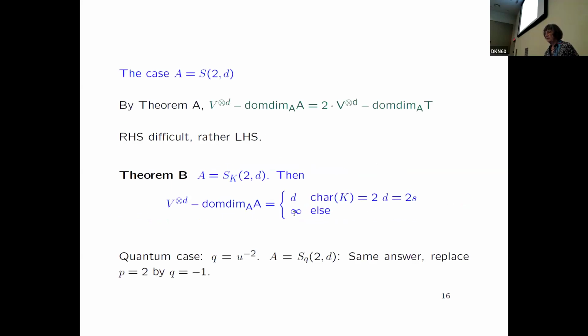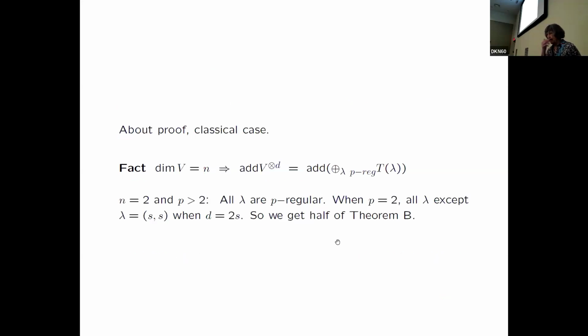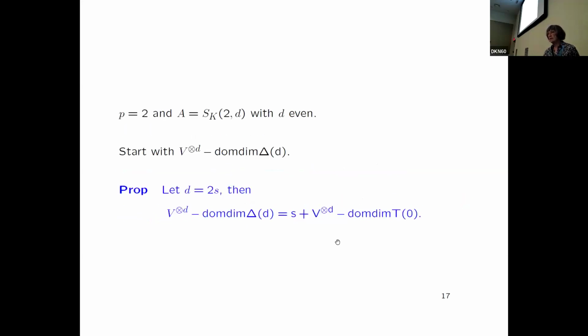So if all partitions are p-regular, then V tensor D is a full tilting module, and so everything is infinite in that case. So the interesting thing is when p is 2 and D is even. We wanted to compute the relative dominant dimension of the algebra, and the projective, which is always there, is delta D. So this is the largest projective. We should start by computing that, and this is actually not so difficult.